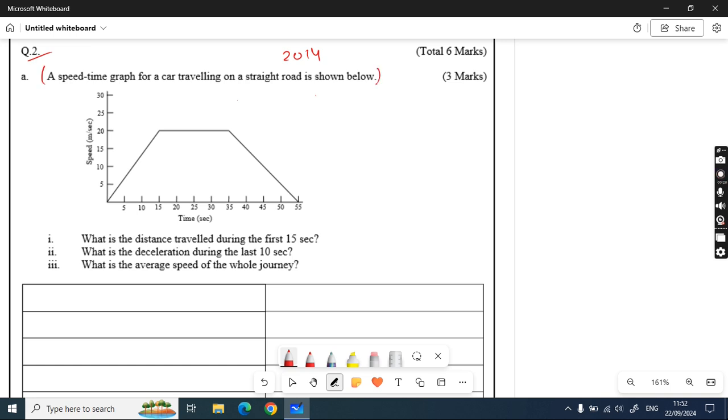In this question they have mentioned the speed time graph. A speed time graph for a car traveling on a straight road is shown in the figure below, and they are asking what is the distance traveled during the first 15 seconds. So during the first 15 seconds, what is the distance traveled by the car? We need to find out in the first part.